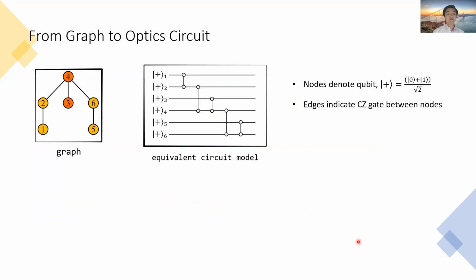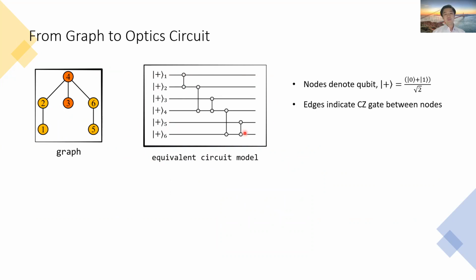So let's talk about how to prepare this 6-photon graph state. It is useful to first convert this graph representation to its equivalent circuit model form. Here we've denoted the 6 qubits labeled 1 through 6, and they are initialized in the plus state. Next, for each of the edges, we introduce a controlled-Z gate, which acts between the qubits corresponding to the nodes of the graph. This now gives us the circuit form needed to produce the graph state that we have shown.